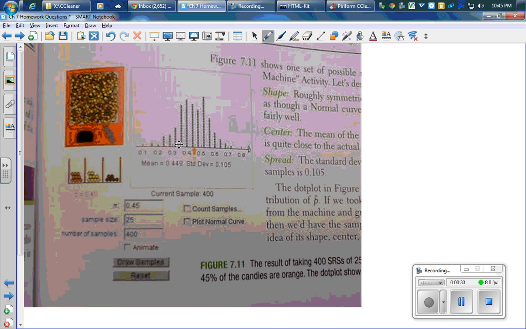Whoop, let me get my color. In here, that's the number that had 32% or fewer. That's quite a few of the options or of the dots on there. That's not really all that unusual.